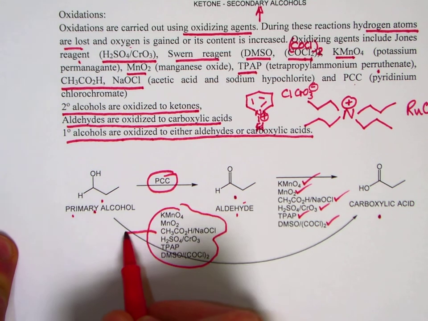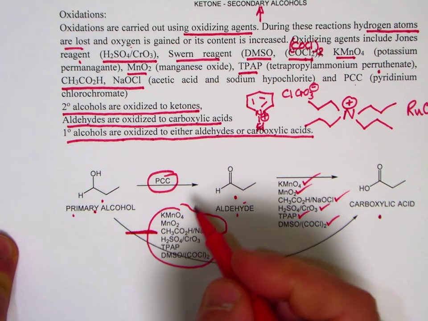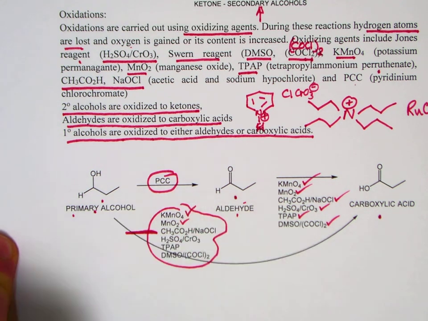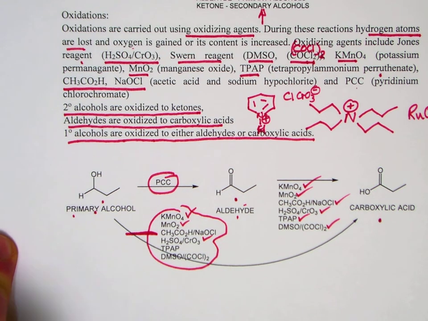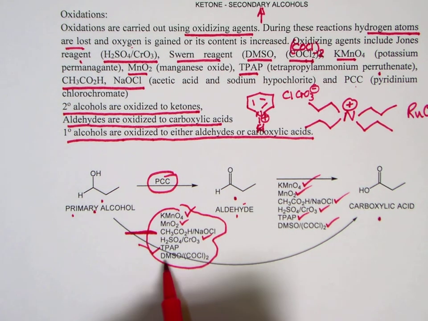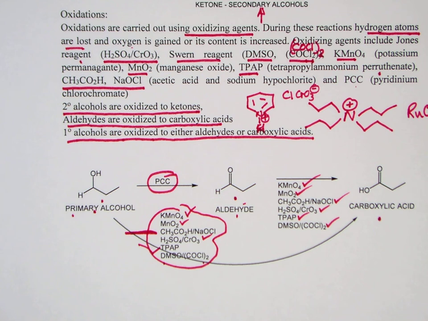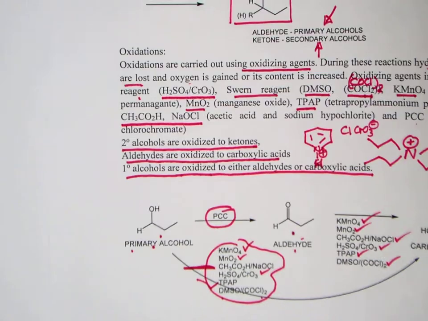As I say, we're going to use this one in the lab, the acetic acid and bleach, sodium hypochlorite. Potassium permanganate and manganese oxide work well. Obviously, we're trying to avoid chromium reagents with the sulfuric acid. The TPAP seems to be the most efficient and most effective, a little expensive. And then finally, we've got the dimethyl sulfoxide and oxalyl chloride of the Swern reagent. So those are our primary alcohol oxidations.